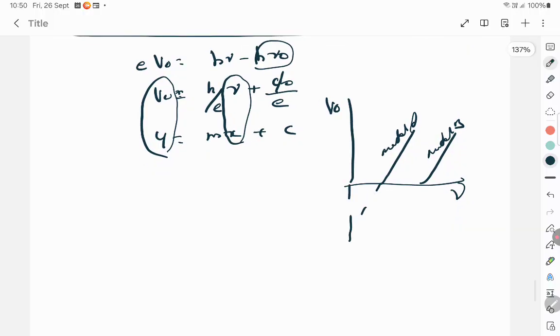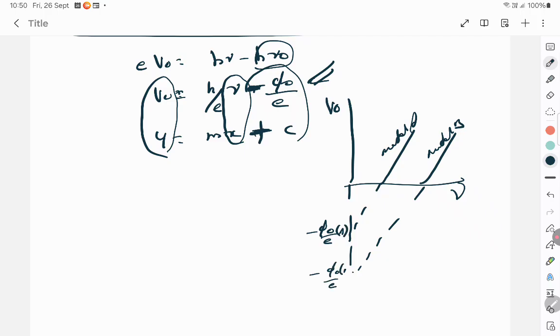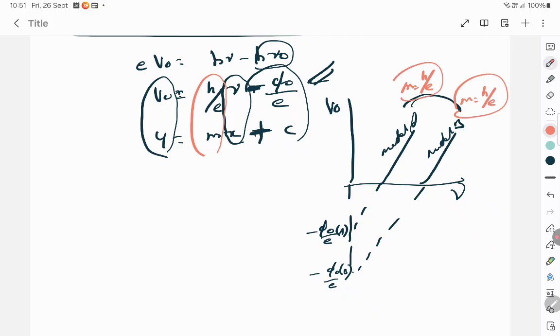And where it is cutting the y-axis is this intercept c, and you can see it's minus. It's like y is equal to mx plus c, where c is negative, minus phi naught by e, which is for metal A and metal B respectively. So this is the graph, and you understand that the slope of metal A and metal B are the same, because the slope's value is h by e. h is Planck's constant, e is the charge. So it's never going to change. h by e is a fixed value.